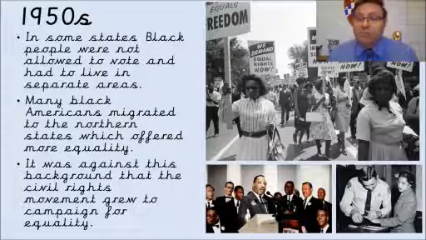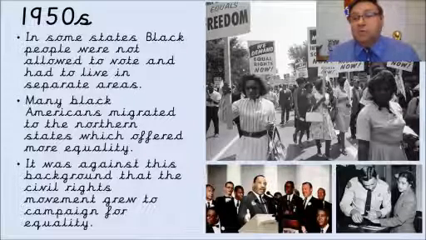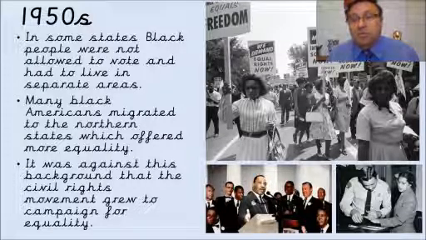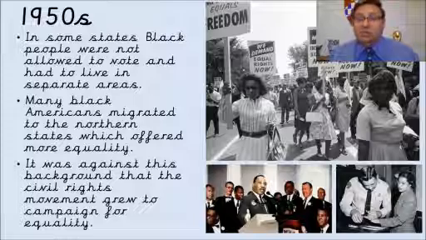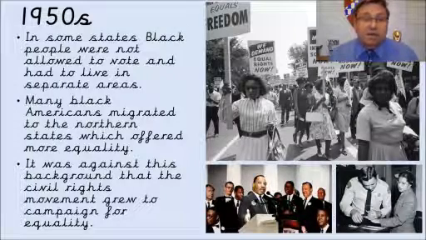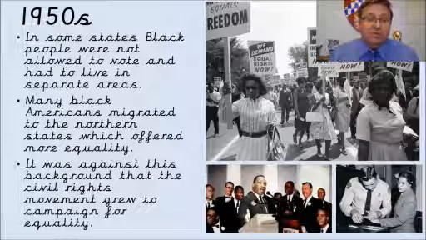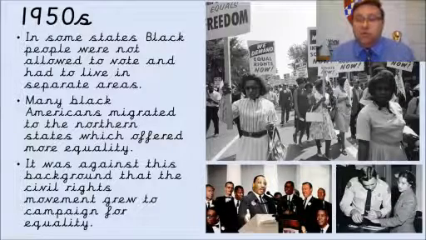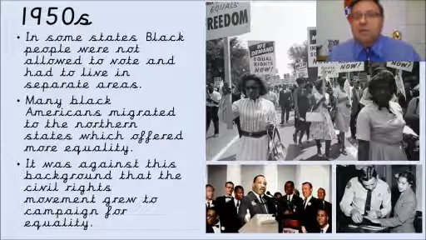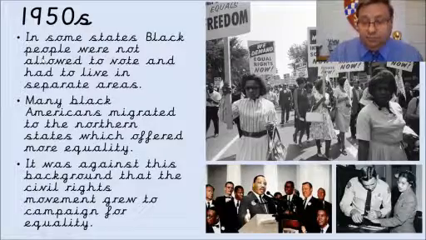Obviously, many black people migrated north to the states which offered more equality. They got out, but a lot of black people didn't have the economic power to do that, couldn't do that, and so had to stay put. And it was against this background that the civil rights movement grew to try and get some equality. So that's why it all happened, really.